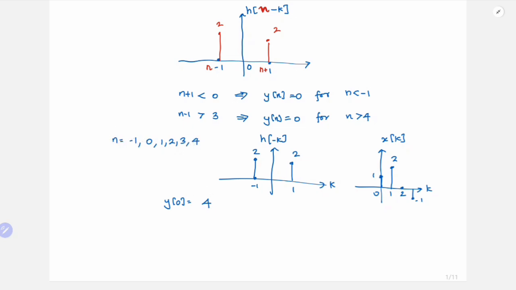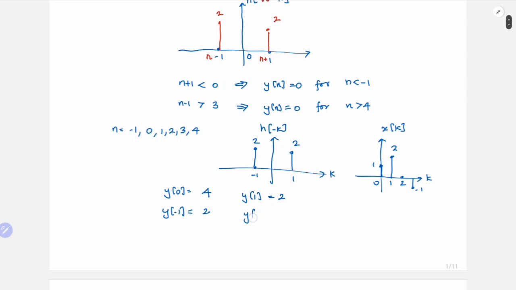We already found y of 0. We'll try to find y of minus 1. For y of minus 1, you have to shift this to the left by 1. Then you will have overlap. This 1 will come to 0. So at 0 you will have a 2, and here you have 1. When you multiply, only that term will remain. So this will be equal to 2. And what about your y of 1? You have to shift this to the right. Your h will become like this, and you will have overlap only at the origin, 0. So your y of 1 is equal to 2.